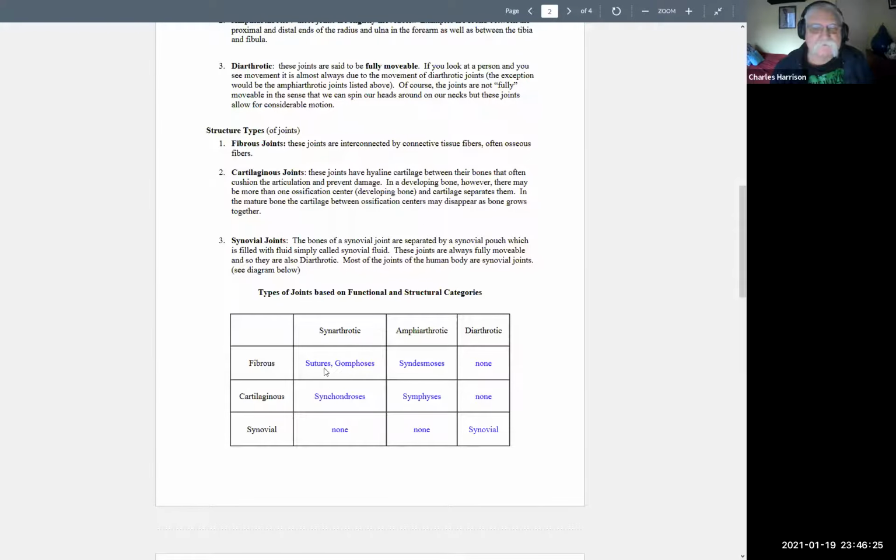Okay, now let's look at this little chart here. Fibrous joints. And this is referring to the structural side. This is referring to the functional side. Fibrous joints that are not movable. Fibrous joints that are synarthrotic.